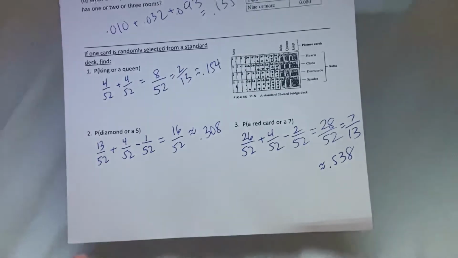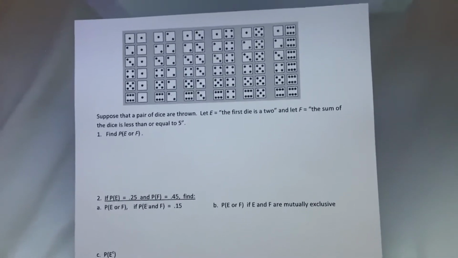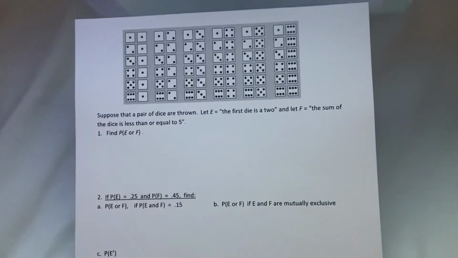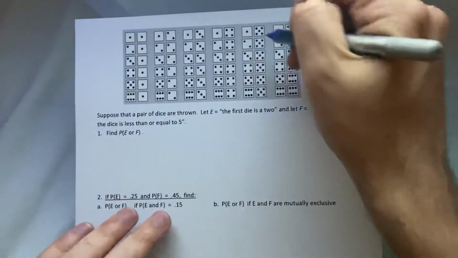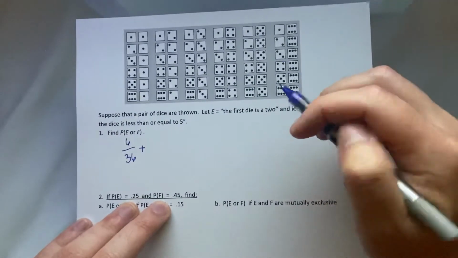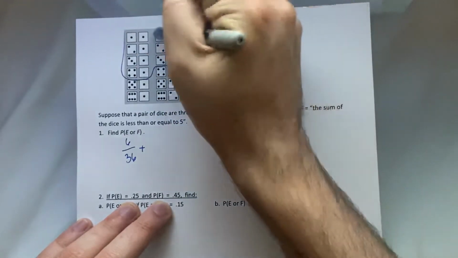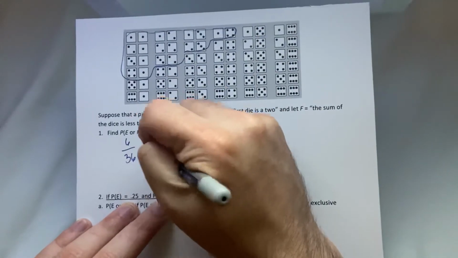Okay, if we can do cards, we can do dice. These are, again, all the possible rolls when you roll 2 dice. Suppose a pair of fair dice are thrown. Let E, the first event, be the first die is a 2, and F be the sum of the dice is less than or equal to 5. So how many rolls have the first die as a 2? Looks like this whole row of 6, so that's 6 out of 36. How many have a sum less than or equal to 5? It's all of these. So it looks like 10 out of the 36.